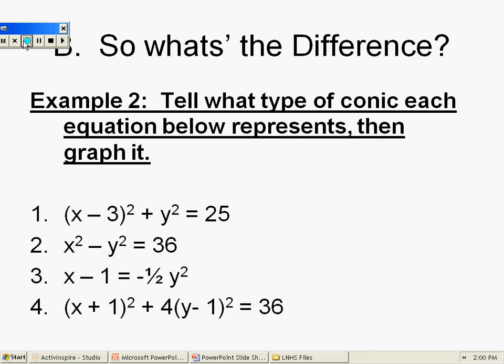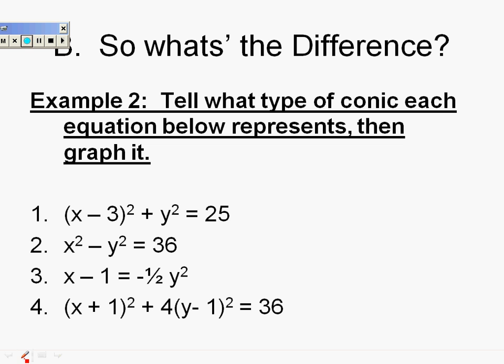Here we go. So last one. Are both letters being squared or just one of them? Both are. Now the next question, are they being subtracted or added? Added. So we have one more question to ask. Will they have the same denominator? We got a little bit of math to determine that. If I divide this side by 36, I get 1. If I divide this side by 36, the 4 will go into 36 9 times.